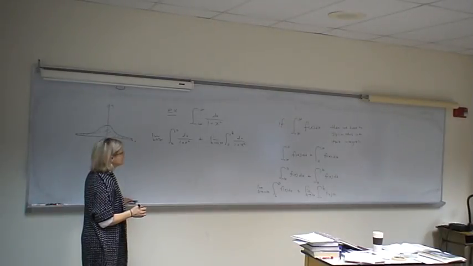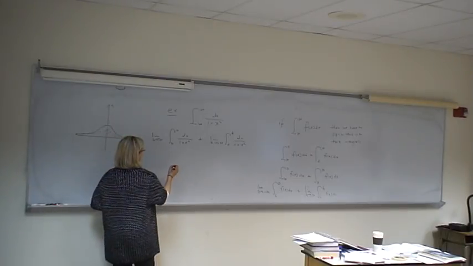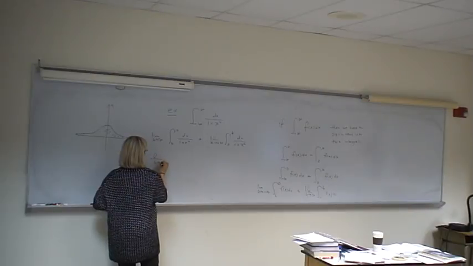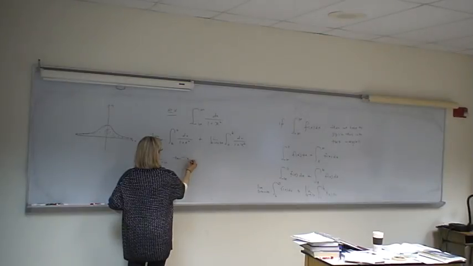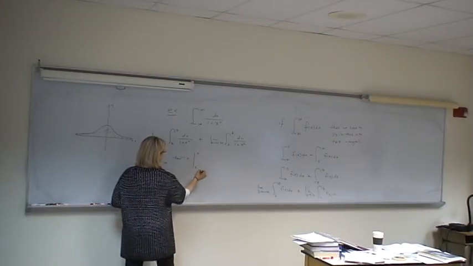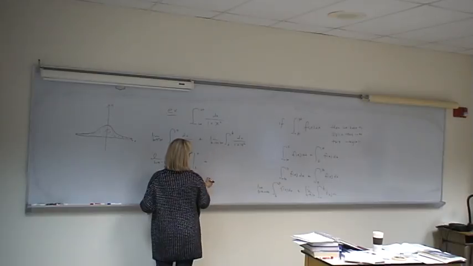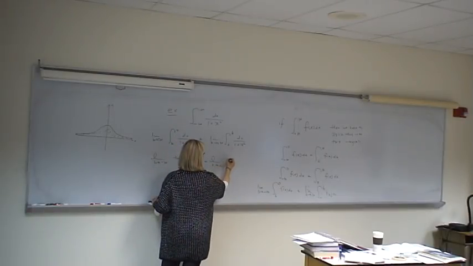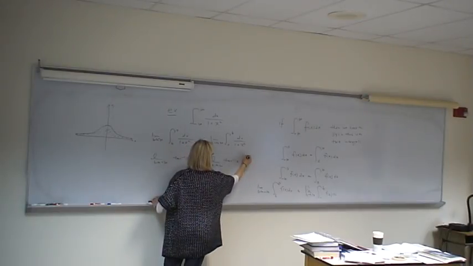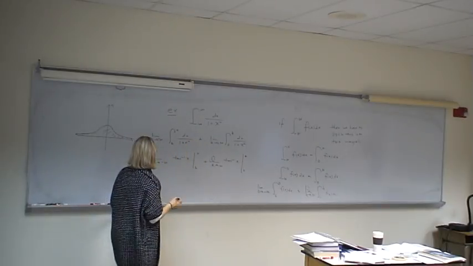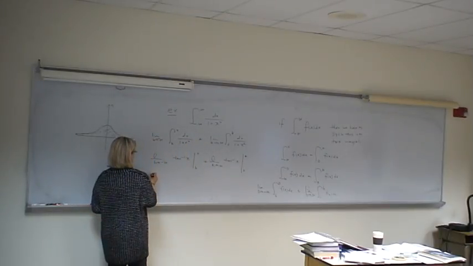Is it substitution? No, this is one of those. Is it tangent inverse? It's tan inverse, right? Okay, so this is the limit as b goes to negative infinity of tan inverse of x, evaluated from b to 0, plus, again, same thing, the limit as k goes to infinity of tan inverse of x, evaluated from 0 to k. Okay, so plugging this in, we have the limit as b goes to negative infinity.